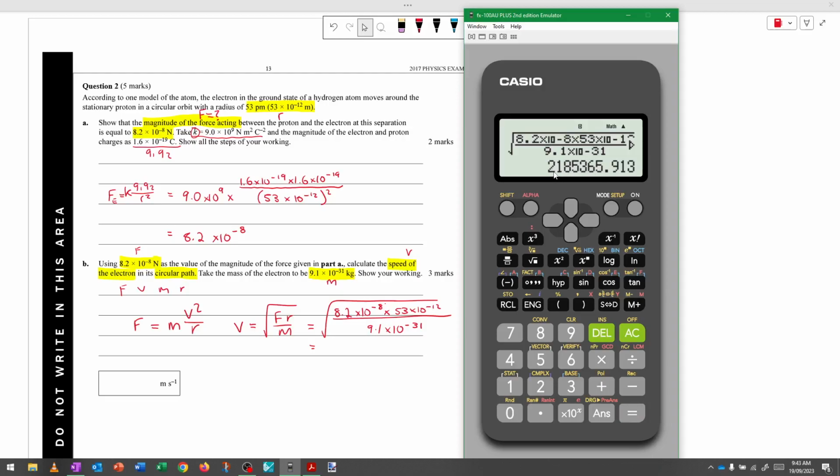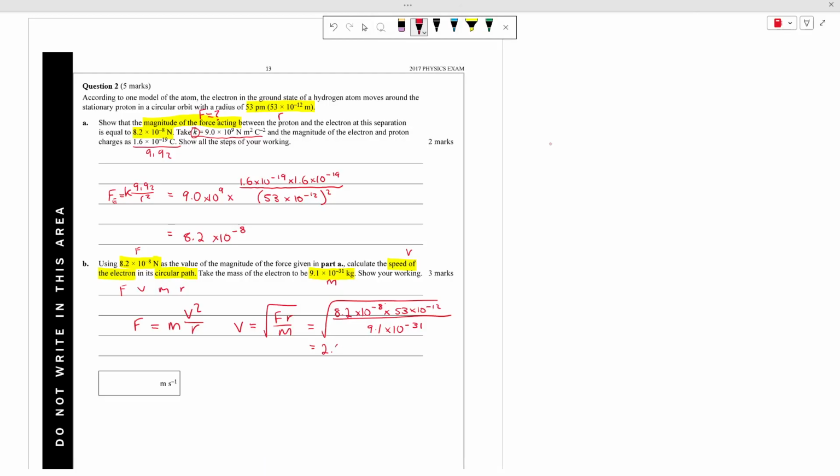218,536. Okay, so 2.2 times 10 to the 1, 2, 3, 4, 5, 6. Okay, so 2.2 times 10 to the 6. Press the engineering button to hopefully get us closer to where the decimal point should be. So it's 2.2 times 10 to the 6 meters per second. There you go.